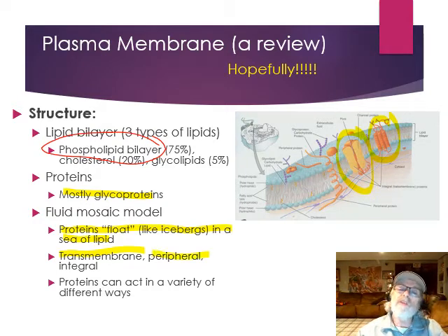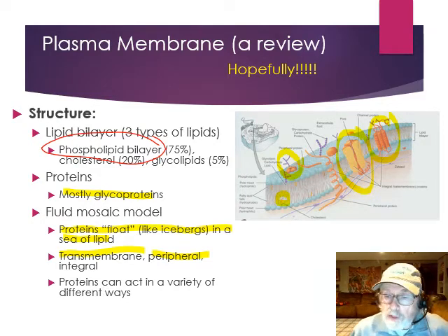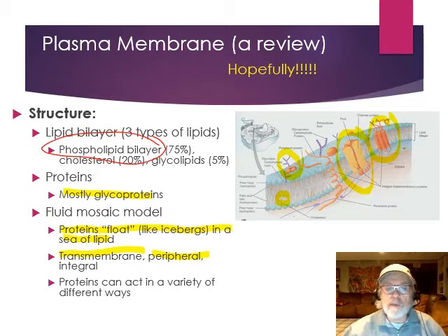The peripheral ones, out here, some of these are receptors that will identify a certain material in the extracellular environment that may allow something to happen within the cell, particularly when we talk about things like insulin. We also have some that are integral, which are proteins within the membrane itself. So the proteins can act in a variety of different ways, which is the hardest part of understanding what this lecture is all about.